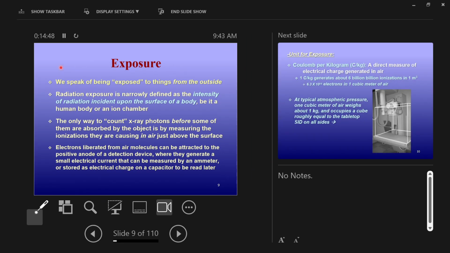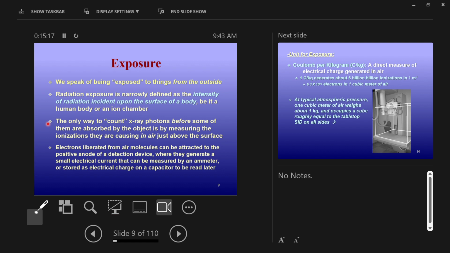So when you think about being exposed to something, that something didn't come from inside of you, right? We're thinking of an amount of radiation coming from the outside world. We speak of being exposed to things from the outside. We said exposure is defined as the intensity of radiation incident upon the surface of a body, be it a human body or an ion chamber. An ion chamber is like a detecting device.